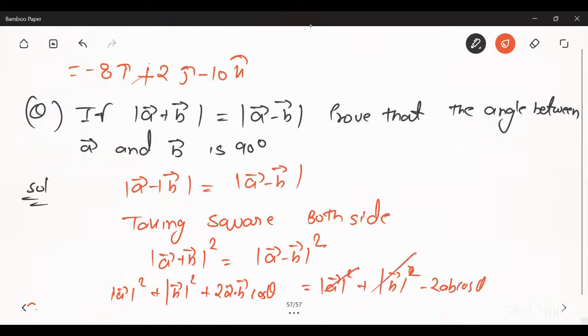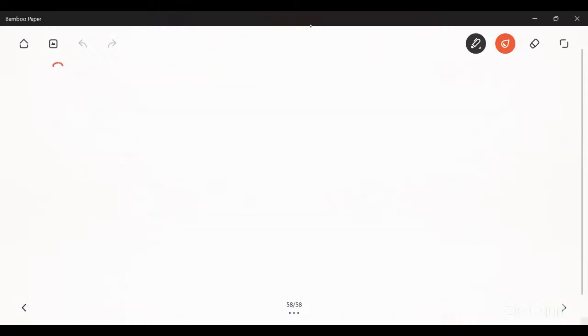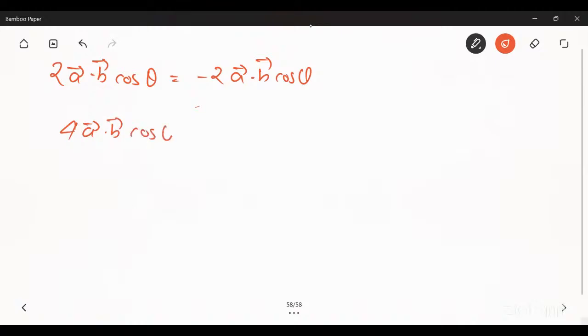So that term will be cancelled. Now 2ab cos θ equals minus 2ab cos θ. So 2 a vector dot b vector cos θ is equal to minus 2 a vector dot b vector cos θ. Now if this term comes to this side, 4 a vector dot b vector cos θ equals 0.